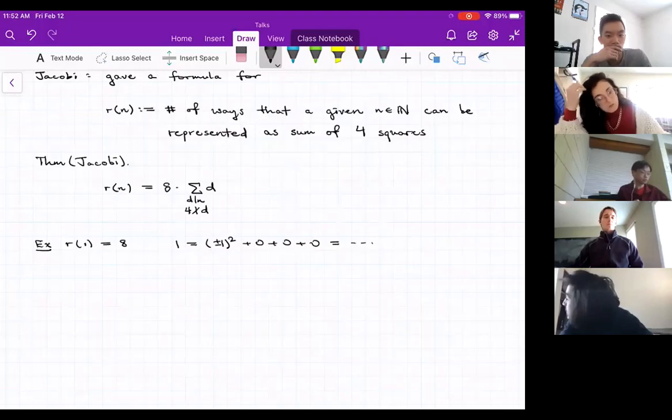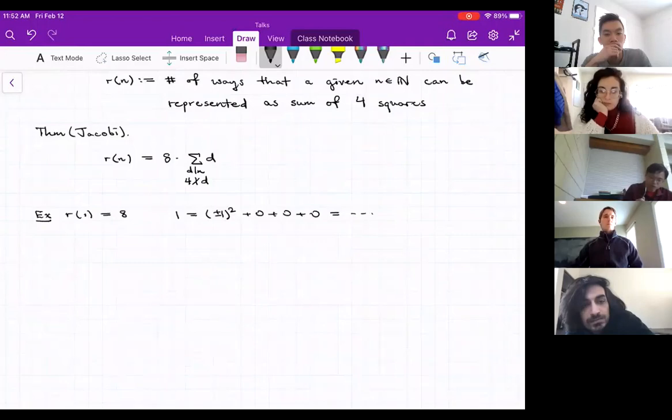Okay, and there are two proofs here. Actually, one of them involves quaternions, as I think Owen mentioned earlier. And the other involves properties of modular forms. These divisor functions quite frequently show up as coefficients of some modular forms.